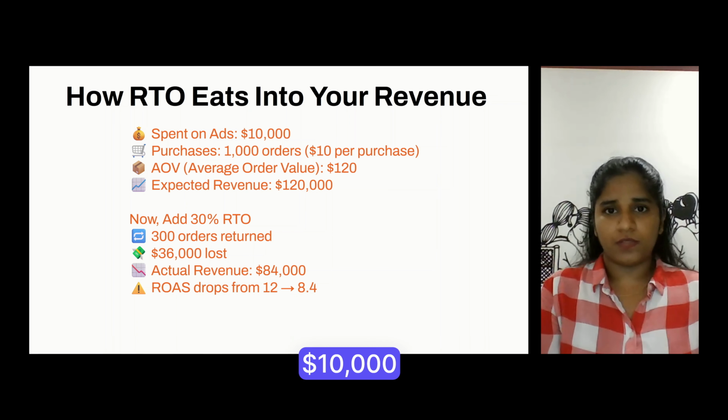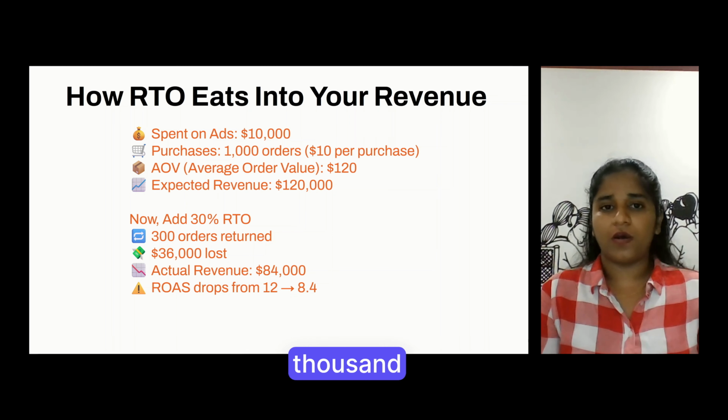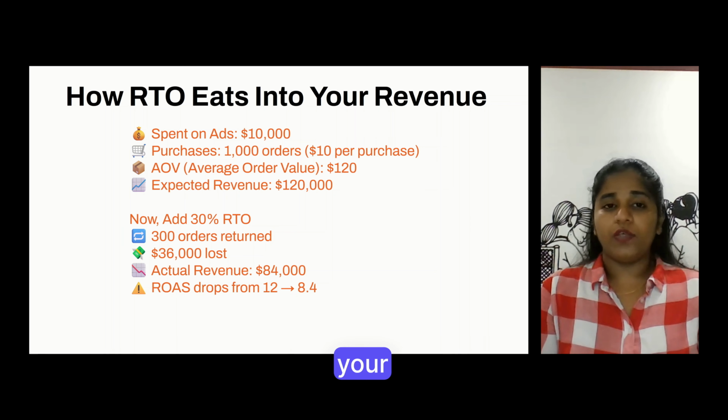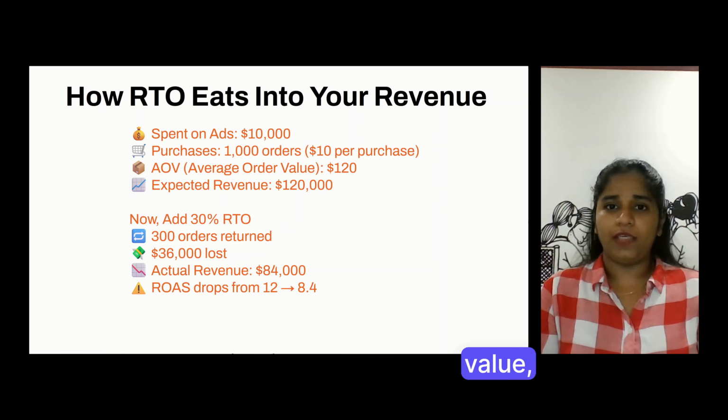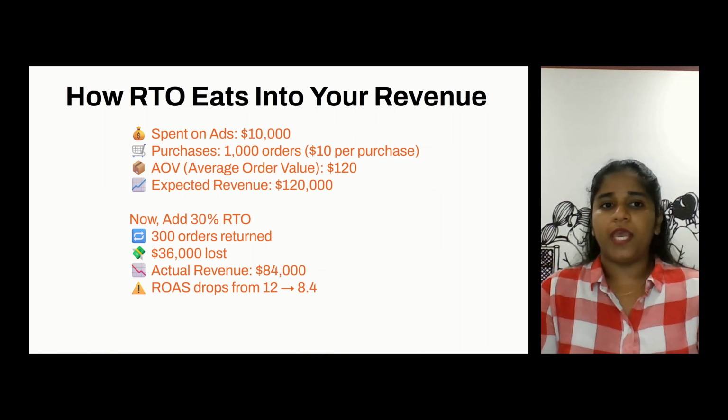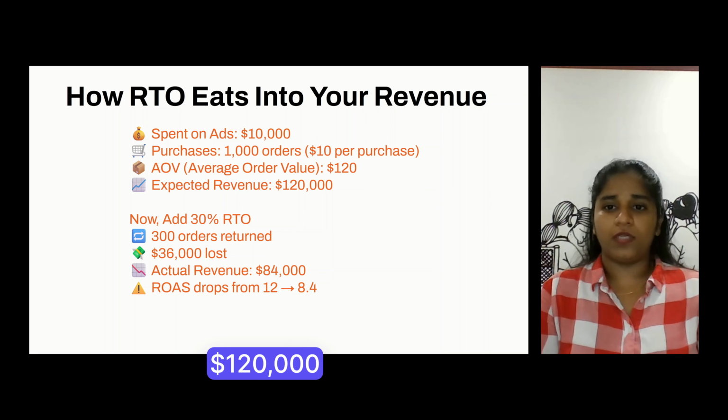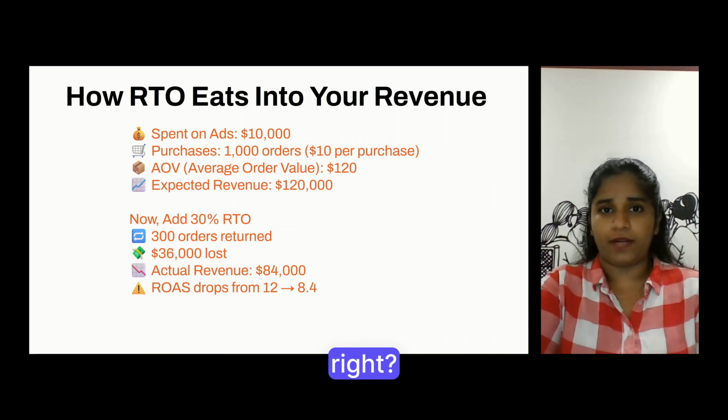Say you spend $10,000 on Meta ads and you get 1,000 purchases at a cost per purchase of $10. Your AOV, which is average order value, is $120. And so you're expecting $120,000 as your revenue. Not bad, right?